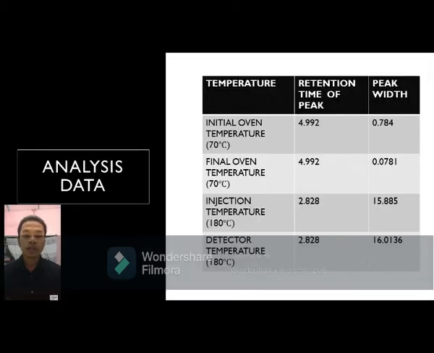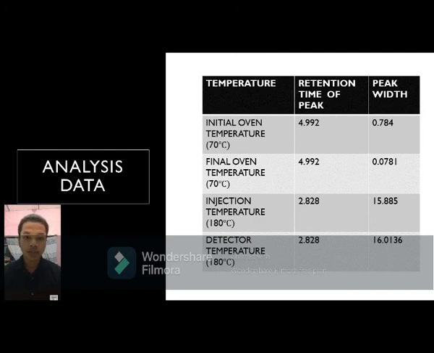We proceed to data analysis. As you can see, this is the data of retention time of peak and peak width at different temperatures. The temperature is a very important parameter to influence separation. As a rule of thumb, for every 15 degrees Celsius higher or lower, the retention of a column decreases or increases by a factor of 2.